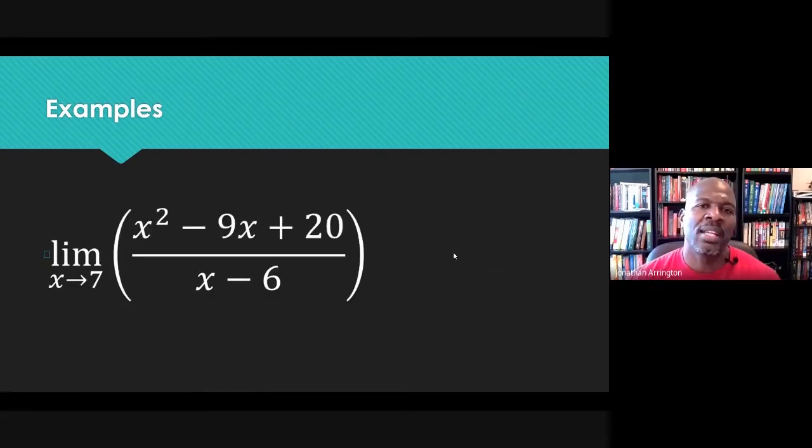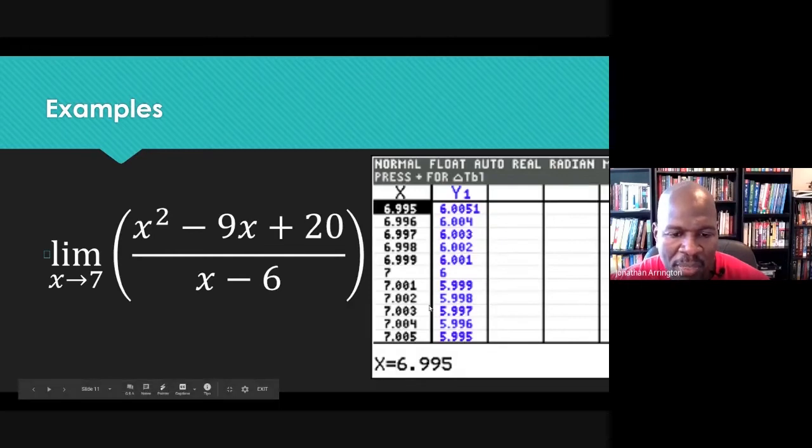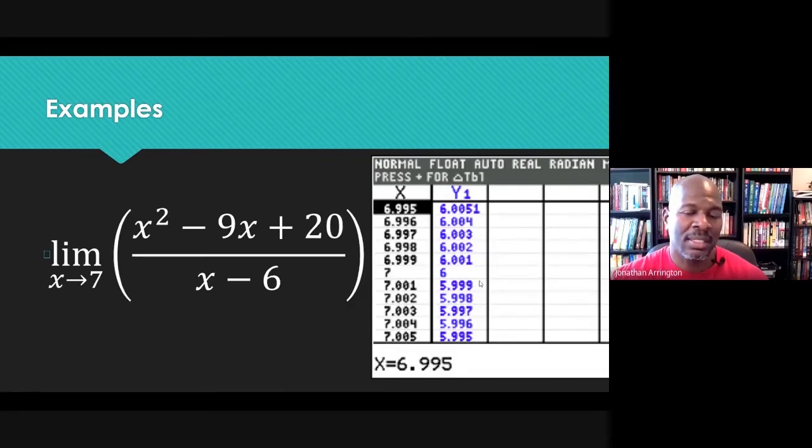So next example, here we're finding the limit as x goes to 7 of x squared minus 9x plus 20 over x minus 6. And let's take a look at the table for this particular function. There is the table there. So let's look at what's happening on the left. So here on the left, it looks like these values are very close to 6. And here on the right, it looks like these values are very close to 6. So then the limit is 6.